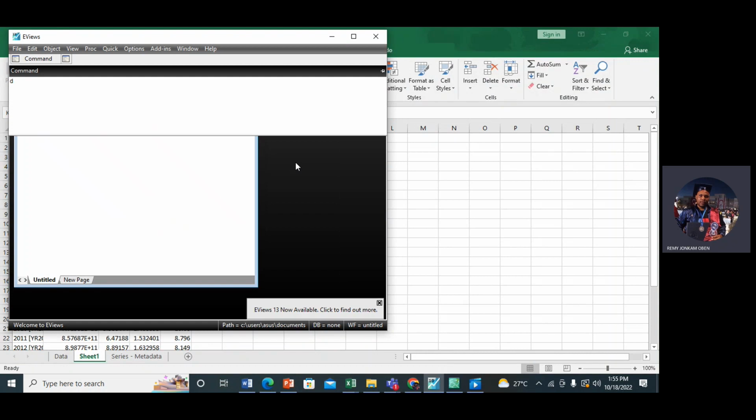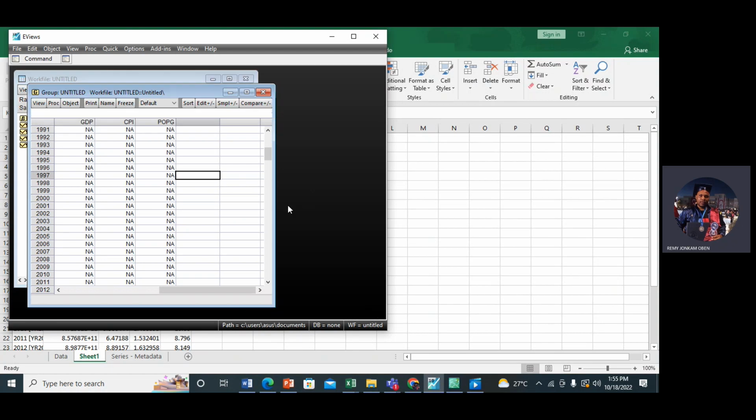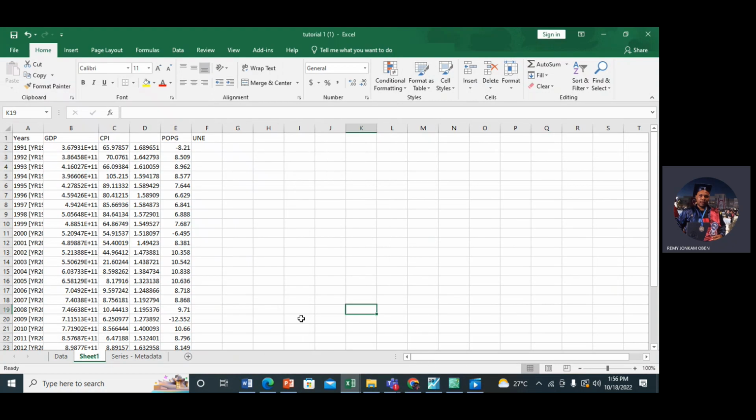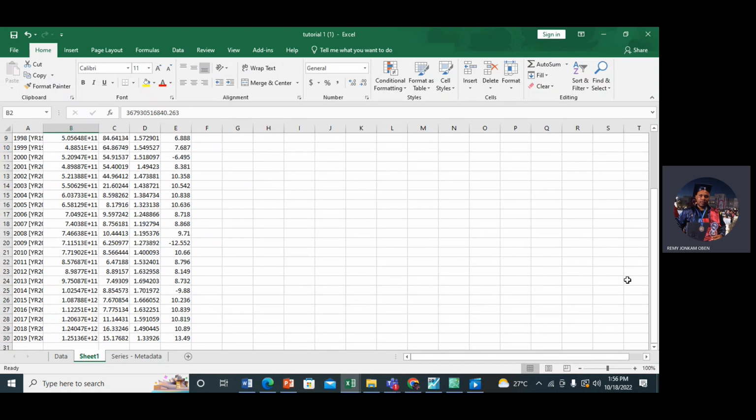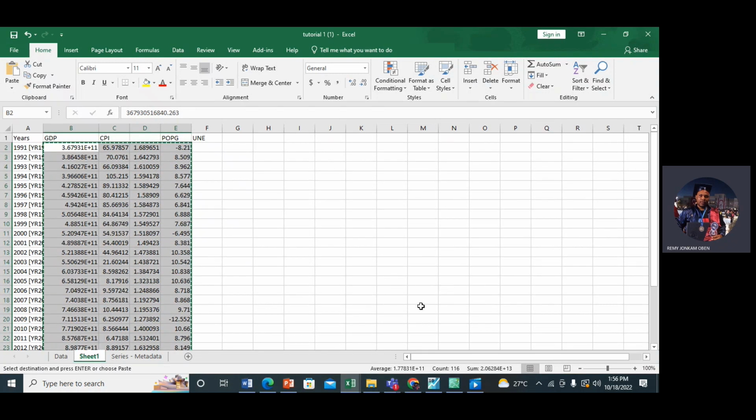So command, data, GDP, CPI, population growth. Unemployment is not, there's no. Yeah, the section in the Excel is information technology. We have no data for unemployment, so let's just work with those 3 variables. So we have GDP, CPI, population growth. Yeah, this unemployment, forget about it. No, we haven't. Section D, there is.